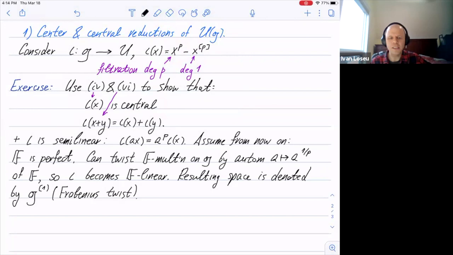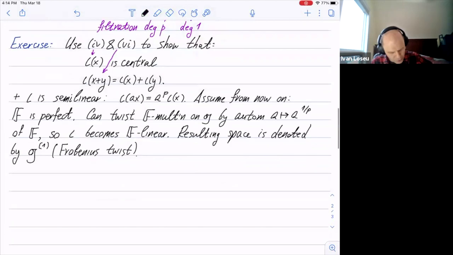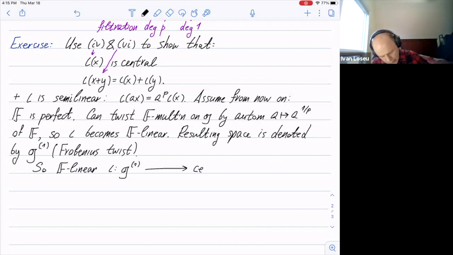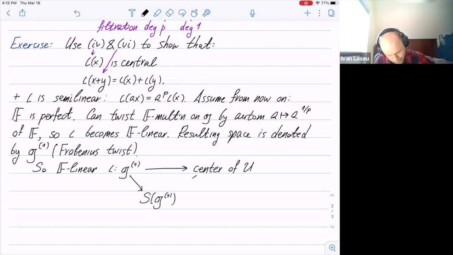More questions? All right, so what do we have? We get an F linear map, iota going from G of 1 to the center of the universal enveloping algebra, and well, it factors through the symmetric algebra. And let me abuse the notation and also call this map iota.